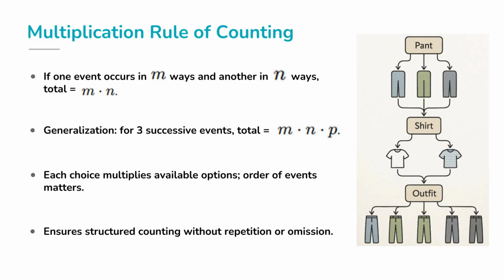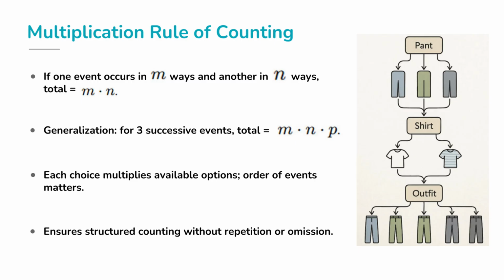Enter the fundamental principle of counting, also called the multiplication rule. Here's the idea. If one event can happen in m ways and the next event can happen in n ways, then together, the total possibilities equal m multiplied by n. Say it with me. Total equals m times n. Take it a step further. If there are three events, the total outcomes equal m times n times p. Simple multiplication.